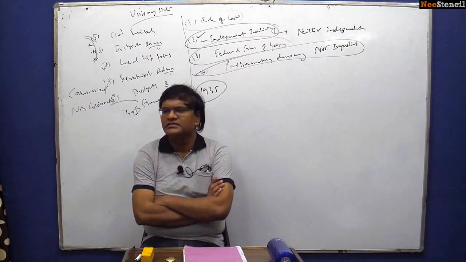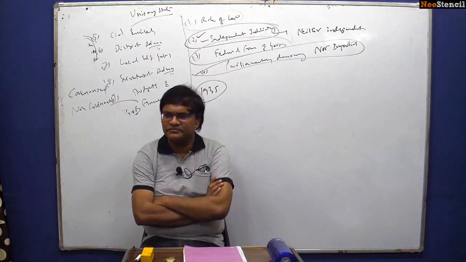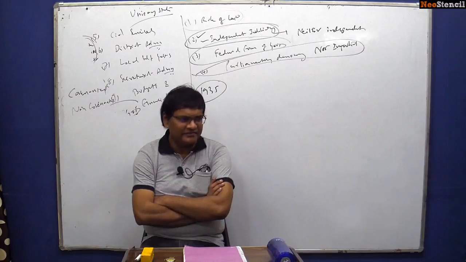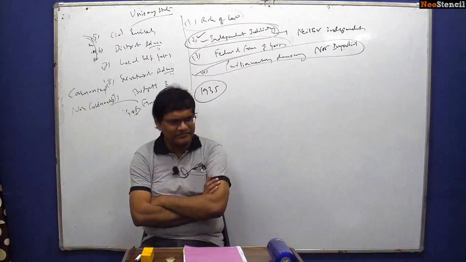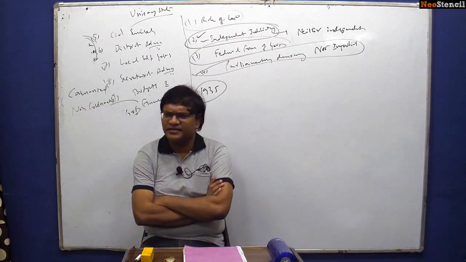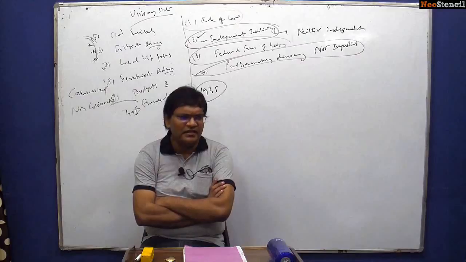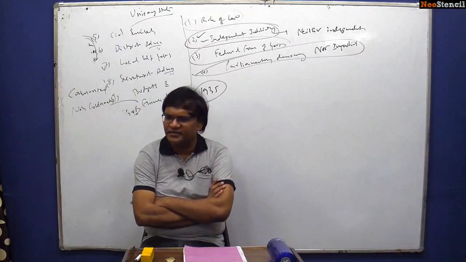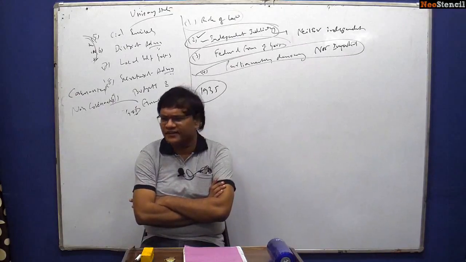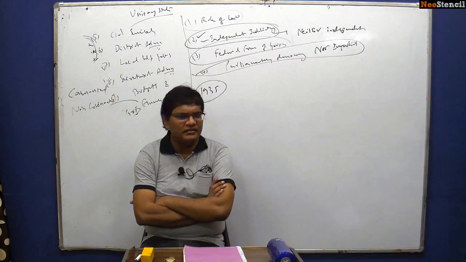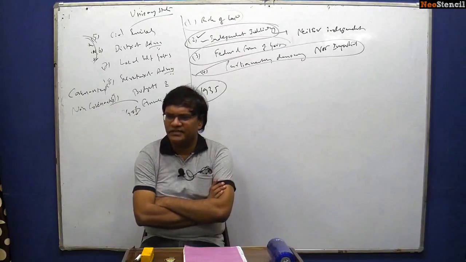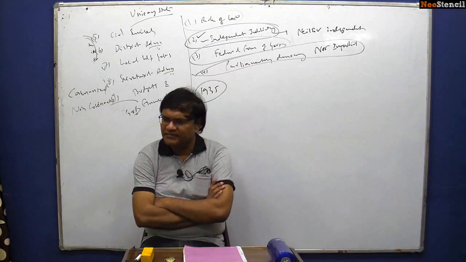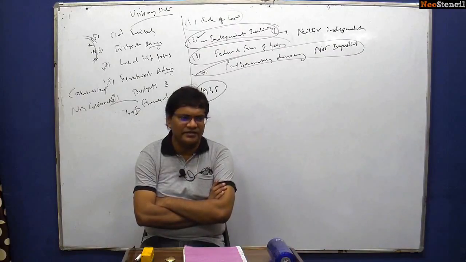Why? Because the age limit was 19 years to take the examination, and they had to go to London to take the examination, which was very tough. So obviously, it was almost impossible for Indians to clear the examination. Then later on, they increased the age limit to 21 years. That was the maximum age limit to take the examination.